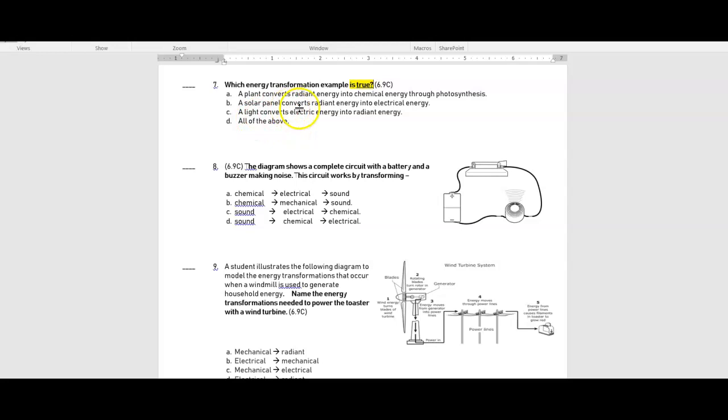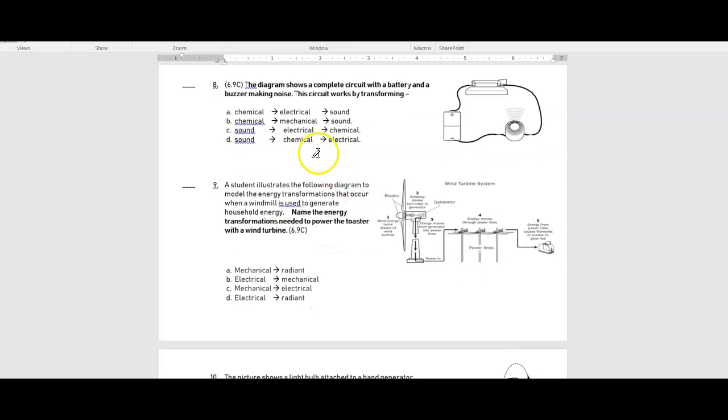So, do we have plant, radiant to chemical, solar panel, radiant to electrical, a light, so that's like a light bulb, electrical to radiant, or all of the above?